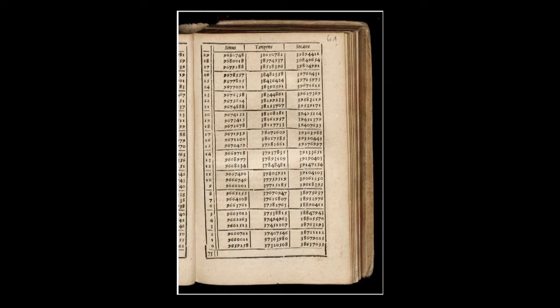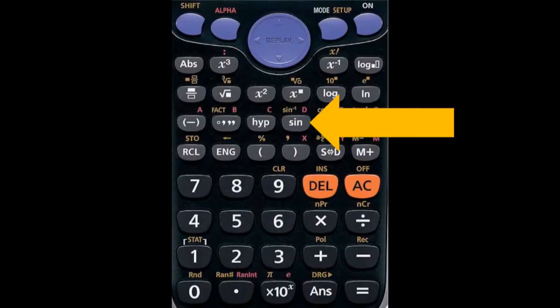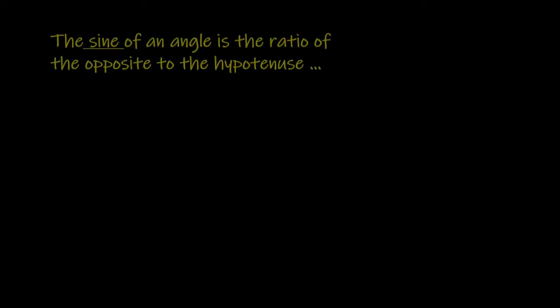In fact, when I went to school, I had a book a bit like this that told me the sine ratio for the angles. But nowadays we have calculators, and the calculators have got a sine button, so we can find out that ratio for any angle that we're interested in.